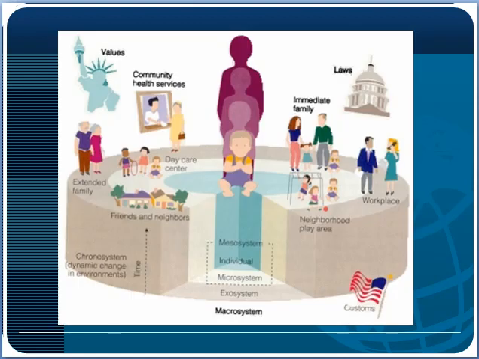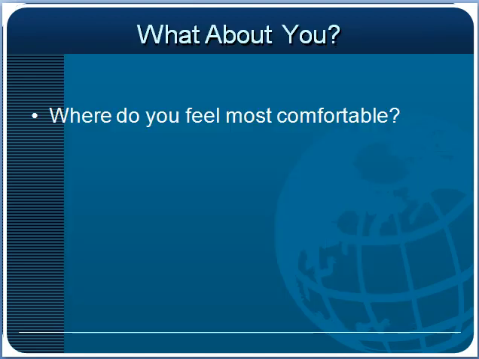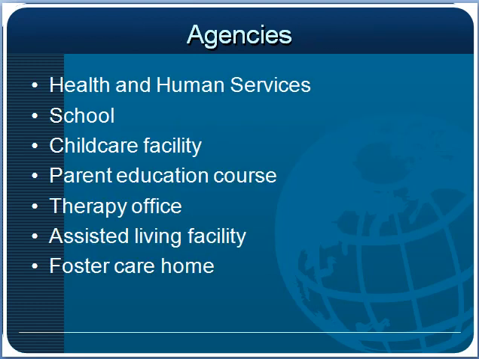Again, this is a really important graph. What I want you to think about is, where do you feel most comfortable? Do you feel most comfortable directly interacting with specifically the child, directly interacting with the child and the parents at a meso level, or directly interacting in an administrative situation at an exo level? These are different kinds of agencies that you might work in. I want you to take a minute and think about which of the levels you feel most comfortable at and why.